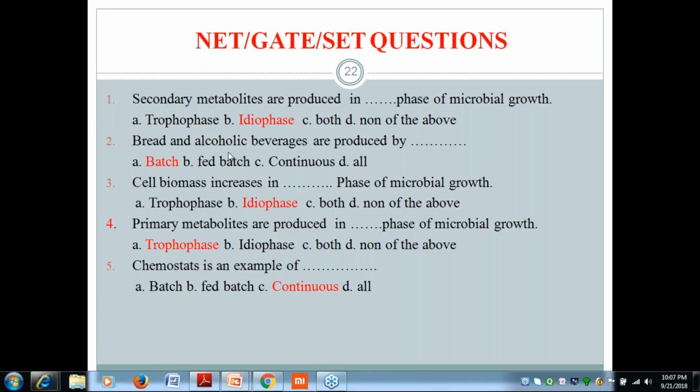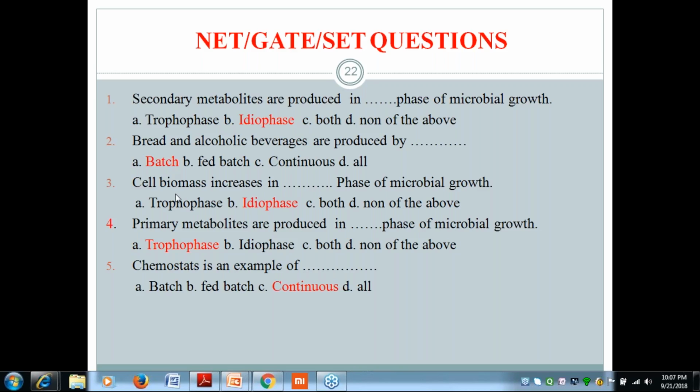Second, bread and alcoholic beverages are produced by which fermentation procedures? Batch, fed batch, and continuous. So the answer is batch fermentation.